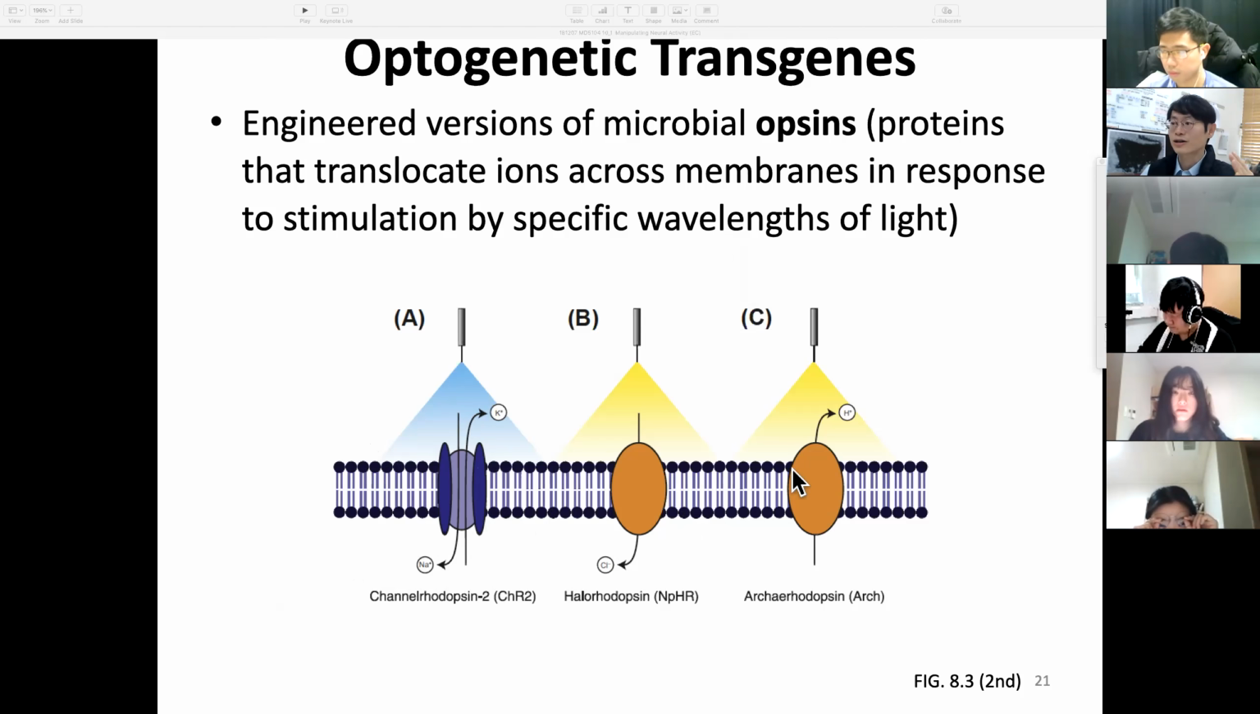So people found other kinds of ion pumps. Halorhodopsin is a chloride pump. Archaerhodopsin is a hydrogen pump. So you see this one, Cl minus gets inside, so it actually blocks the action potential. And archaerhodopsin expels hydrogen ions by pumping, so it also prevents action potential. So this is very cool. Activation and inhibition are possible by just using light.